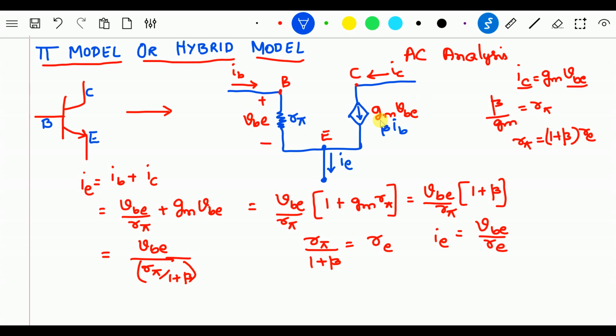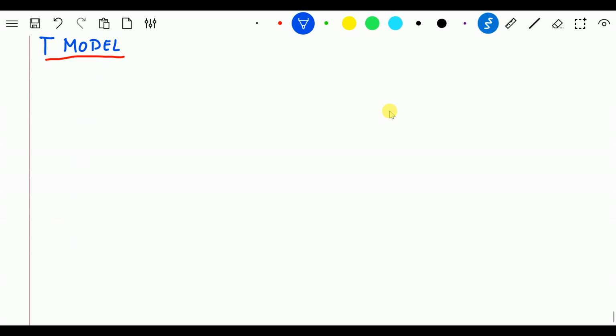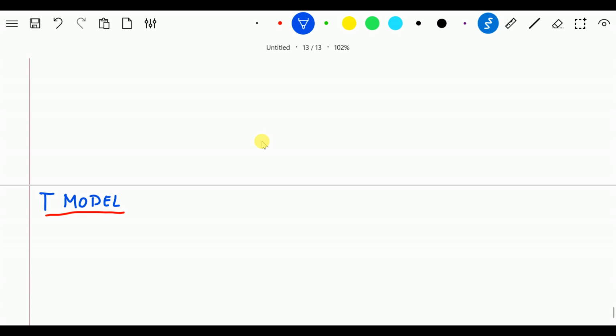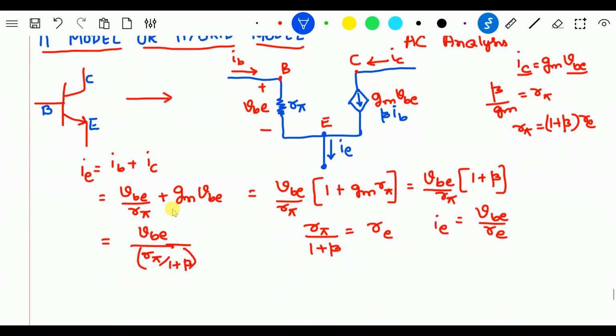Now we'll go to the T model. Let us look into the T model now. T means it should be a T shape. Another thing I want to tell you: why is it called the pi model? If you see this model diagram, it somewhat looks like the pi symbol. That is the reason it is called the pi model. Keep that in mind.